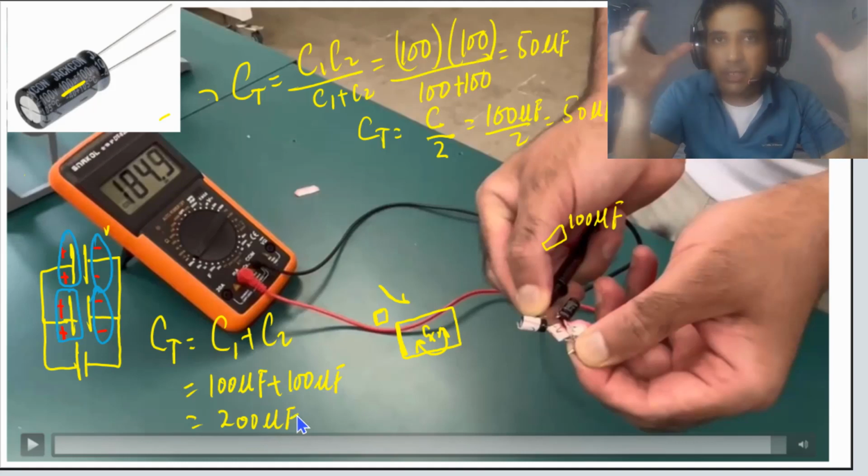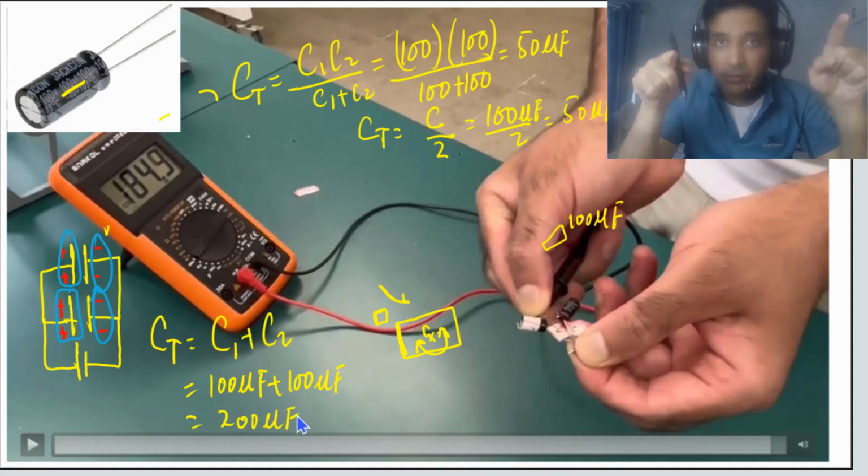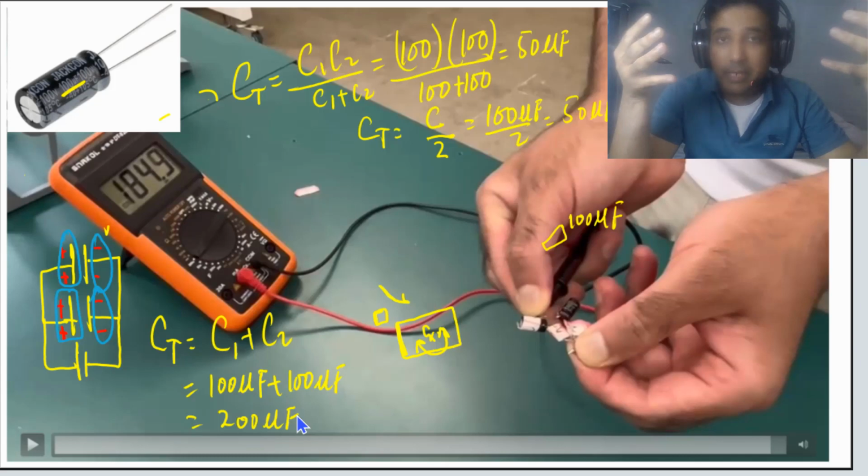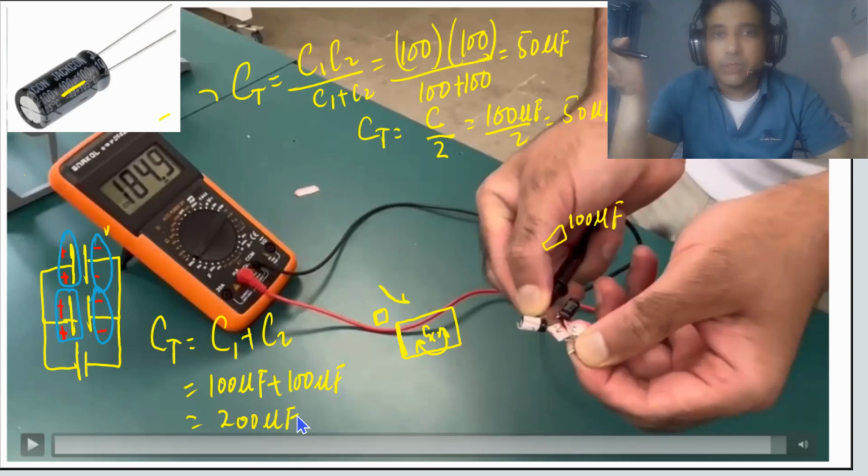So this is how you can measure the capacitance of a single capacitor, and also the capacitance of a capacitor network.